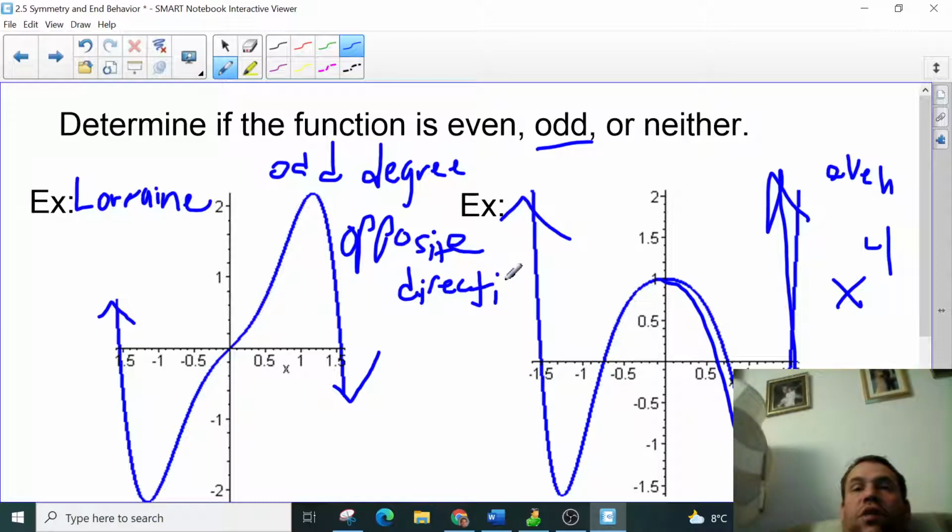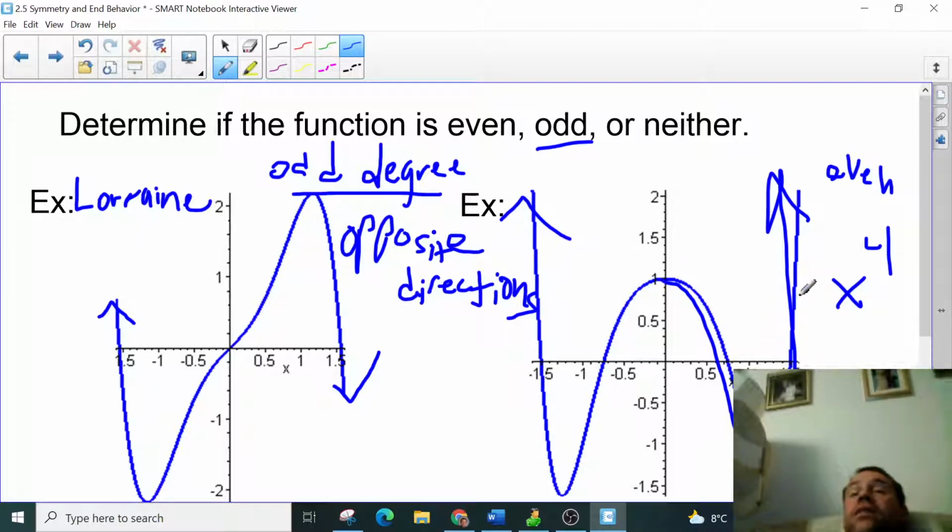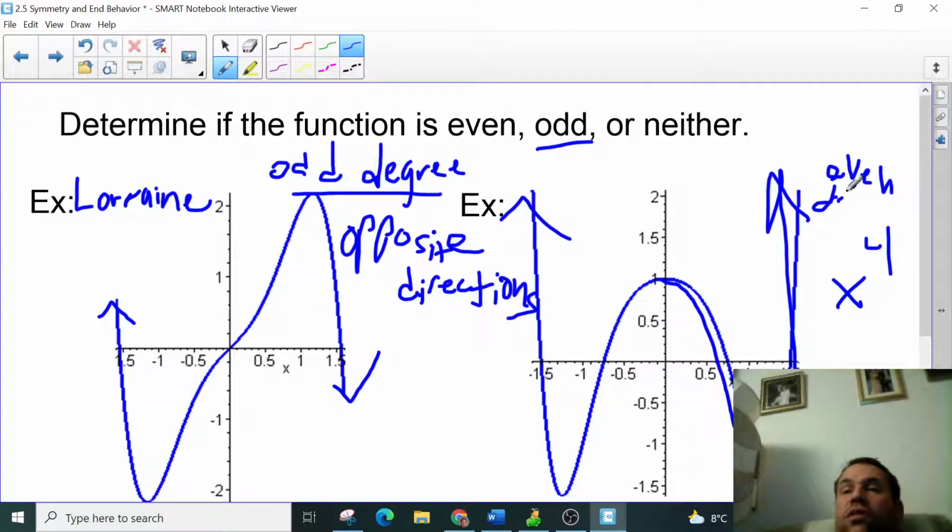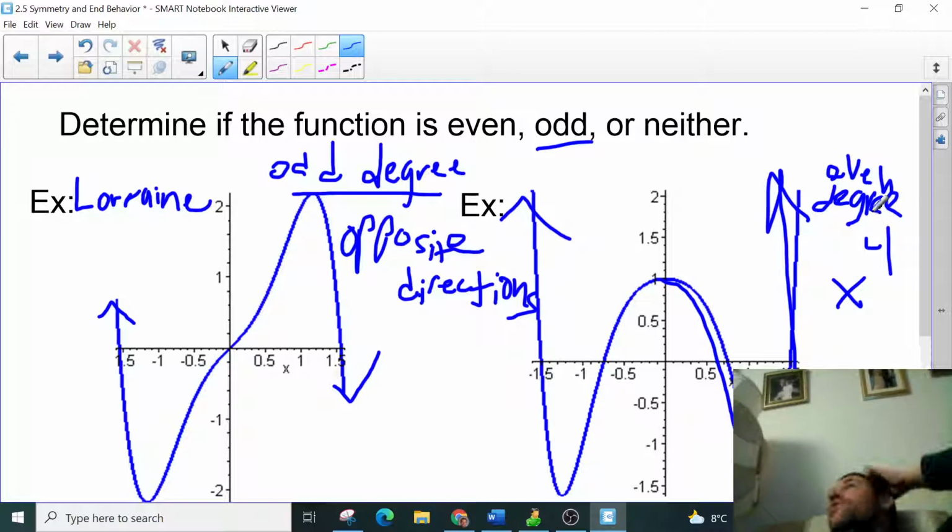So because they go in opposite directions, it's definitely going to be an odd degree, because it goes down and goes up. Now this one is going in the same direction, which it is, so this would be called an even degree. So even if you didn't know if it was x squared or x to the 6th power or x cubed, you can tell by the end behavior.